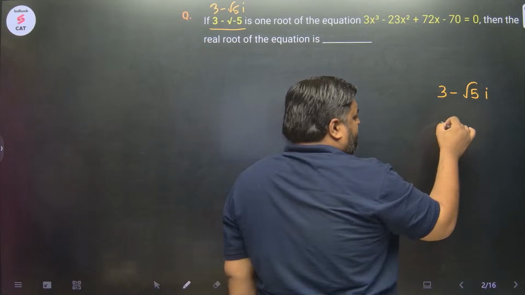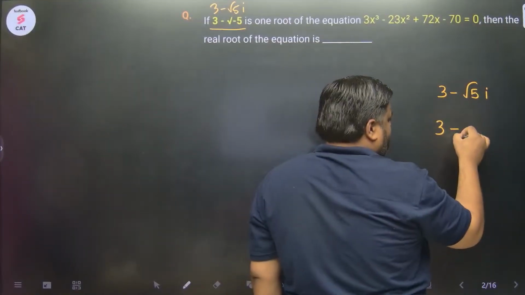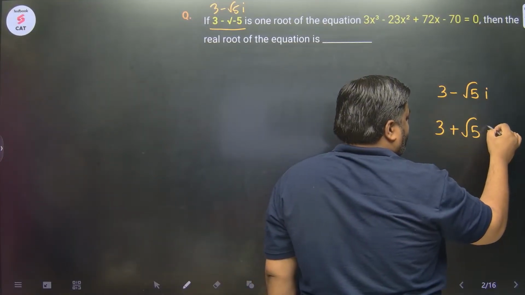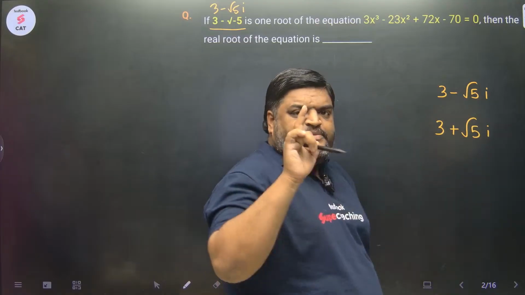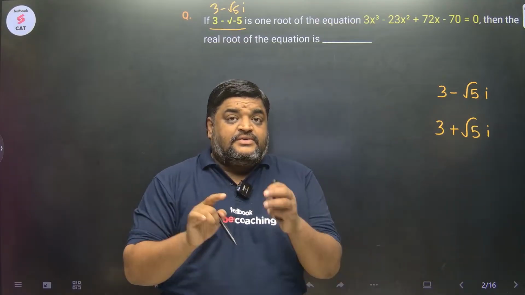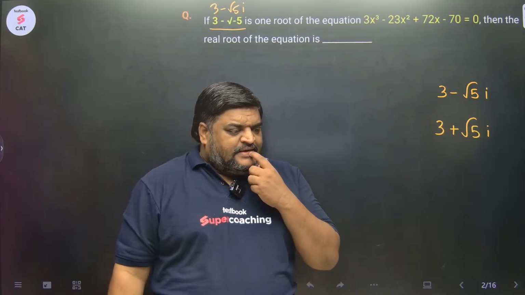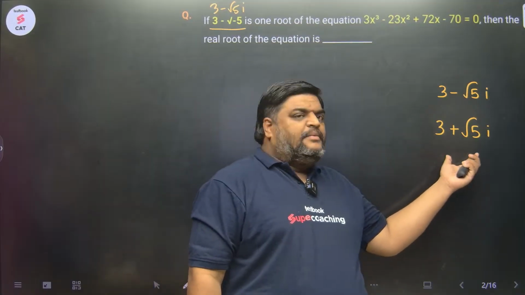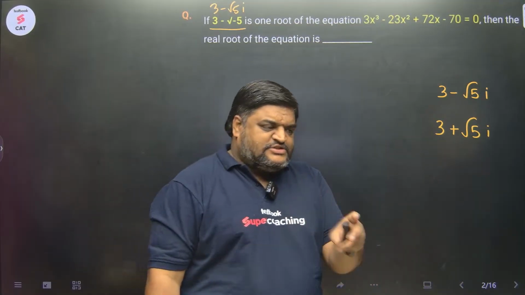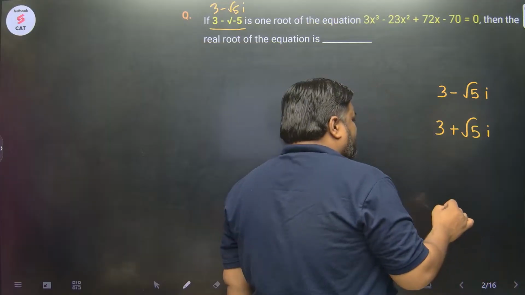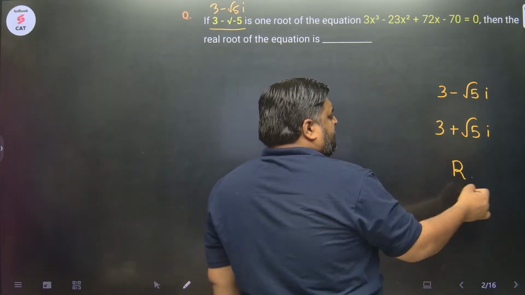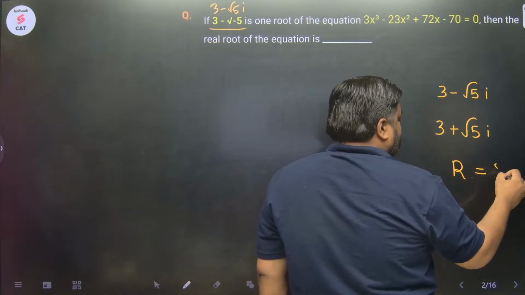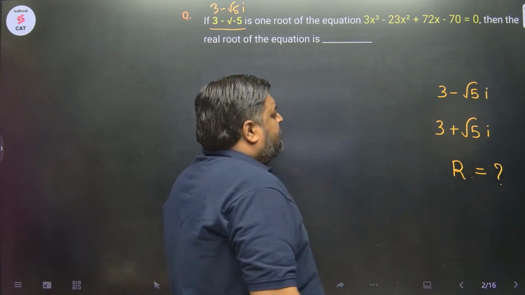So the second root would be the complex conjugate. This is what we are aware of. And the third has to be a real number. Third root has to be a real number. क्यों? क्योंकि complex conjugate उसका बन नहीं सकता है. So तीसरा वाला has to be a real number. Let's say R is the third root. और आपको ये third root figure out करना है. You have to figure out this third root.